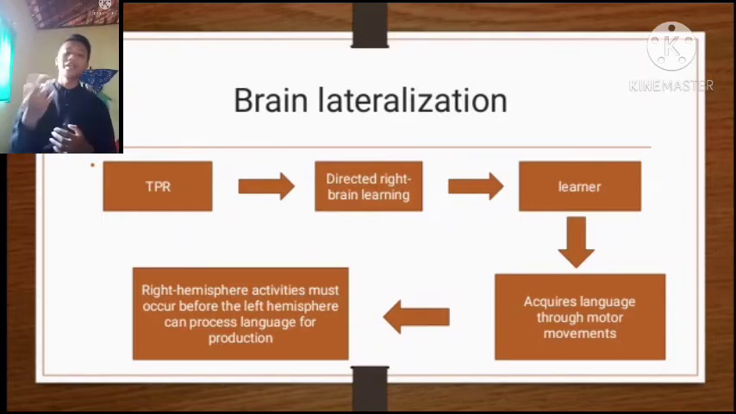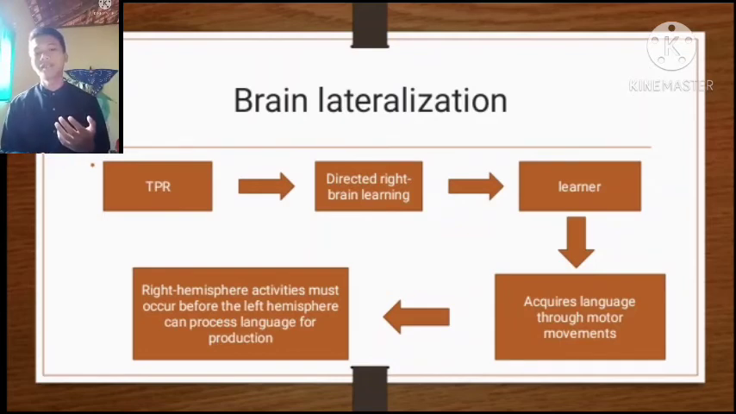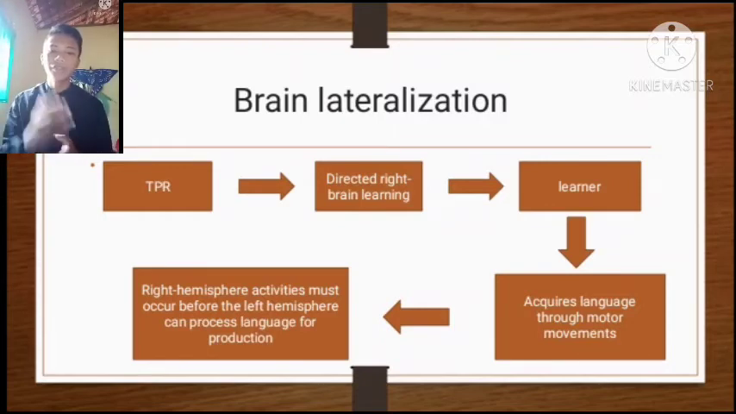And as we know together, TPR is the method that orders learners to use physical movement, and the right brain is the part of the brain that controls physical movement.